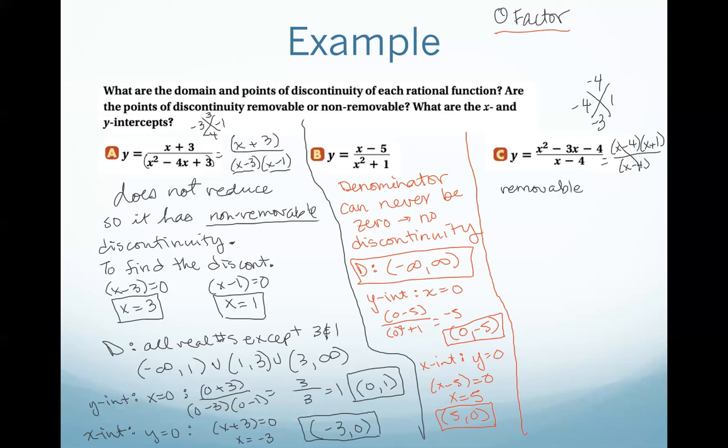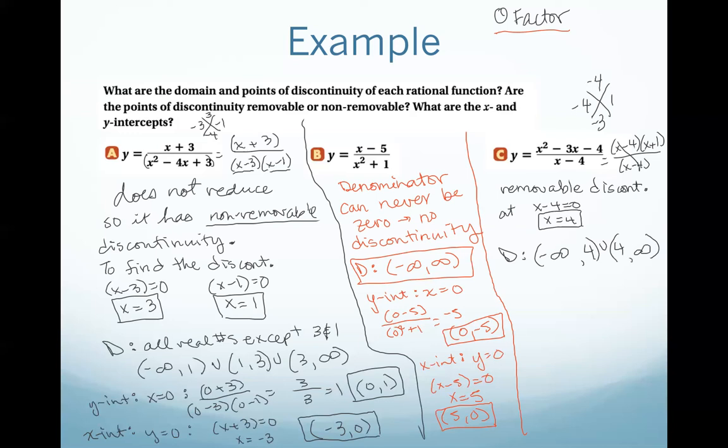Removable discontinuity at, where is it? Well, the denominator can't equal 0, so we said x minus 4 equals 0 when x is 4. That's where the discontinuity occurs. That means that my domain can be all numbers from negative infinity to infinity except 4. All the numbers except 4.